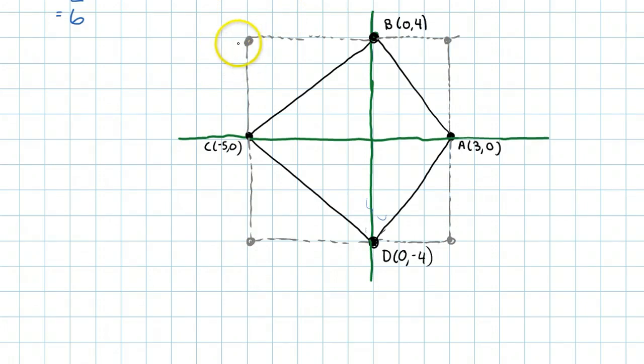So I can of course figure out this point. This point is going to be negative 5, 4. I can figure out this point. This point is going to be 3, 4. I can figure out this point. This point is going to be 3, negative 4. And I can figure out this point here. It's going to be negative 5, comma, negative 4.